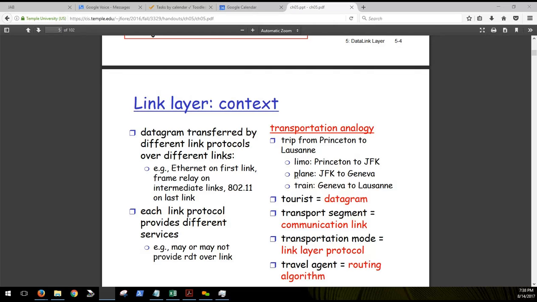Then, for the WAN link, if you will, you're going to take a plane, because this is long distance, from JFK to Geneva. And then you're going to take a train from Geneva to Lausanne.